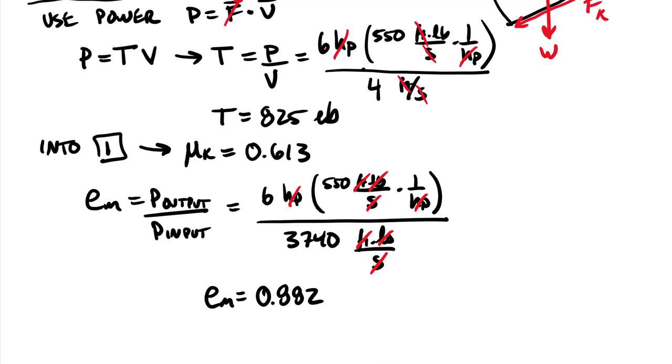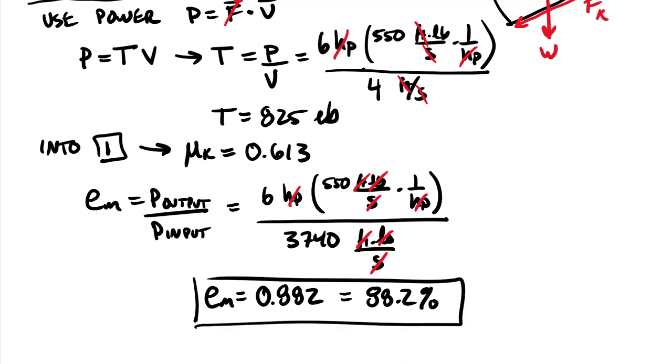And we end up with E M equal to 0.882. Like many percentages, this comes out as a number less than 1, and so we could also say this is equal to 88.2%, which would be the efficiency of that electric motor. So we found mu sub k equal to 0.6 and mechanical efficiency equal to 88.2.